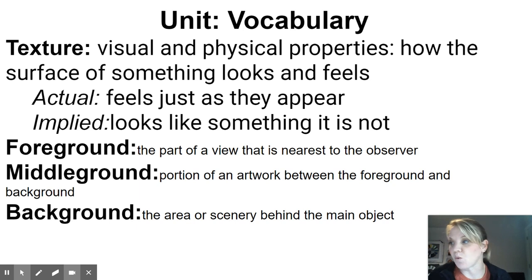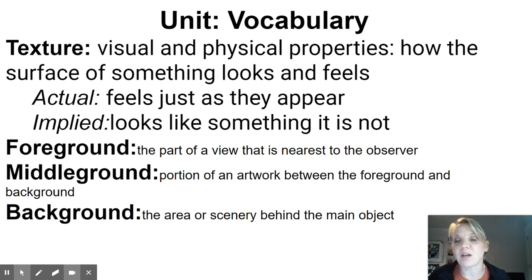If I were to have a piece of artwork that had a lot of texture in it, and if I actually touched it, it has that same texture, then that's actual. If I have a piece of artwork that looks like it feels like something, but if I actually touch it, it does not feel like that, that is implied.